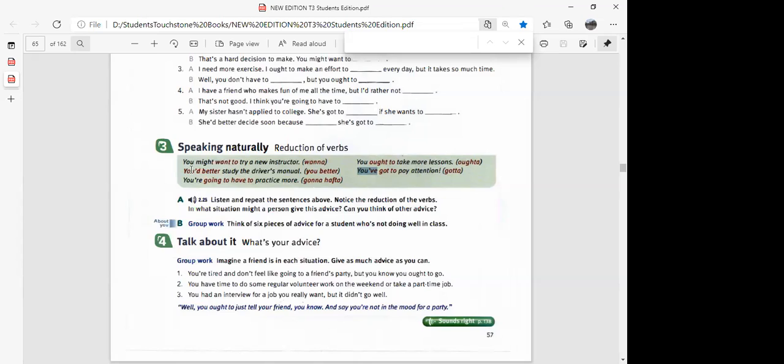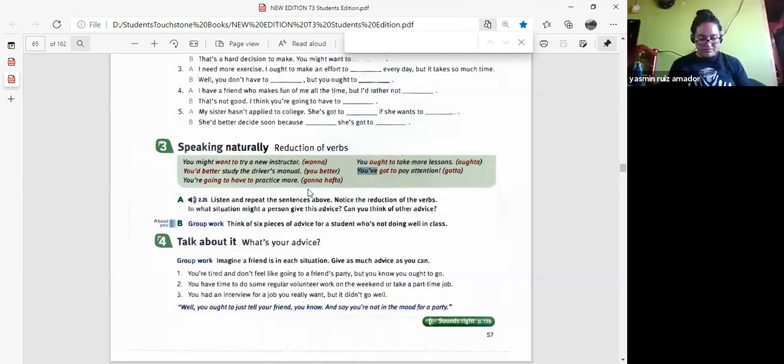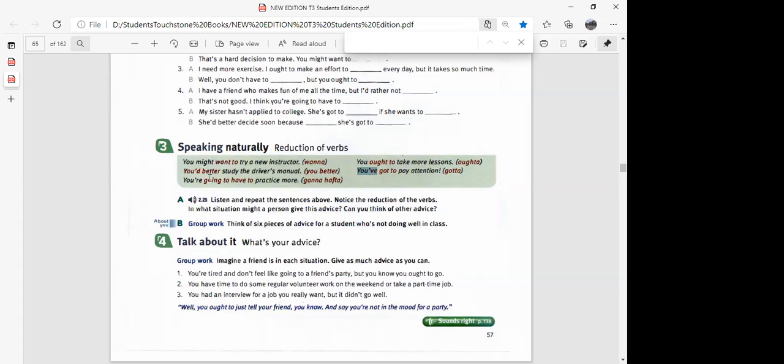All right, please repeat. Repeat after me. You might wanna try a new instructor. You might wanna try a new instructor. All right, you'd better study the driver's manual. You better study the driver's manual. Yeah, here you better, the D very doesn't sound. It's like you better. You better study the driver's manual.